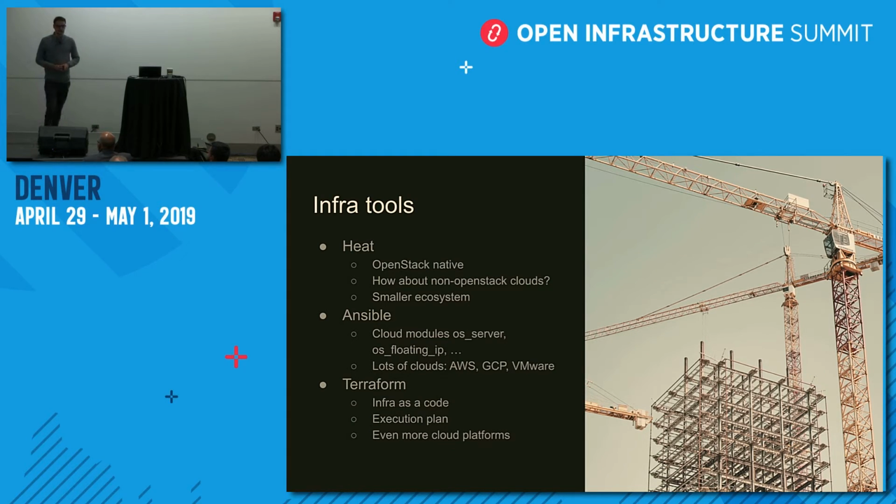Another popular option is Ansible. And Ansible does lots and lots of stuff. But here I'm really talking about the cloud modules, which is a subset of what Ansible does. And there you have a bunch of cloud modules for OpenStack, and they all start with OS underscore. So you have this OS server, OS floating IPs that allows you to say, well, I want this server, I want this many floating IPs, and create them in this and that way.